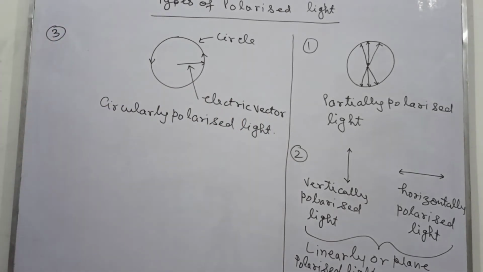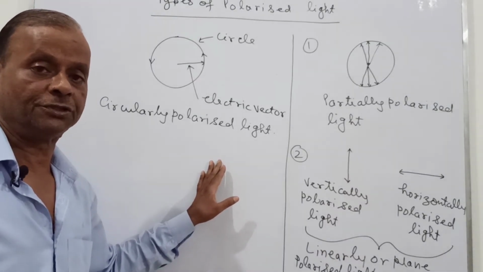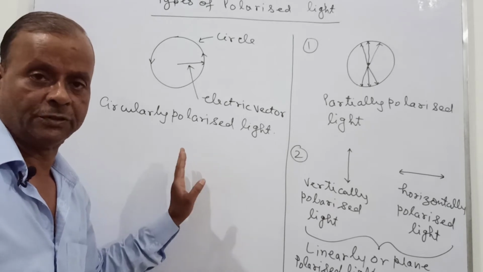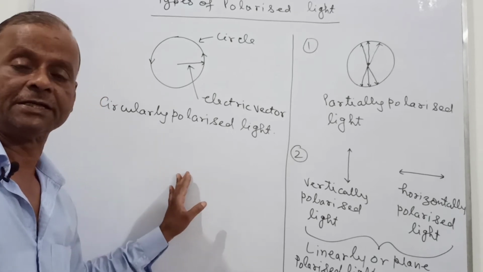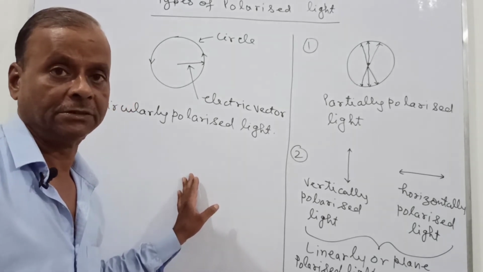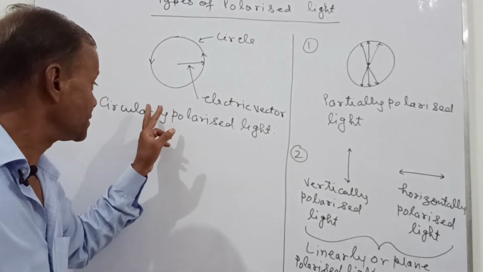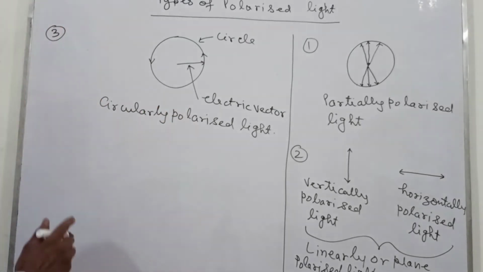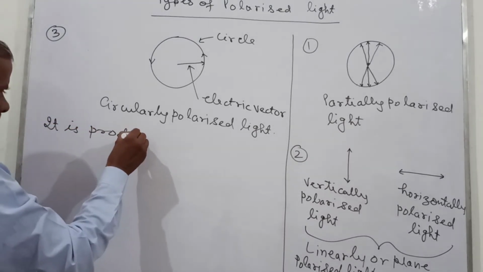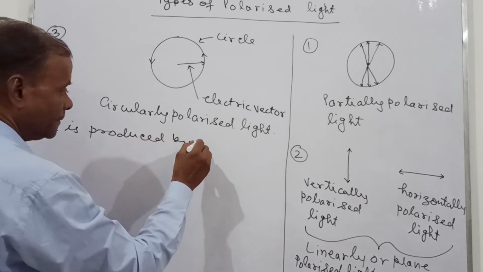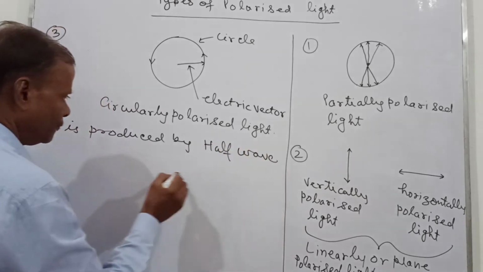Circularly polarized light. This circularly polarized light is obtained by a wave plate. The wave plates are of two types. There are so many kinds of the wave plates, but two are there, half wave plate and quarter wave plate. Half wave plate produces this circularly polarized light.